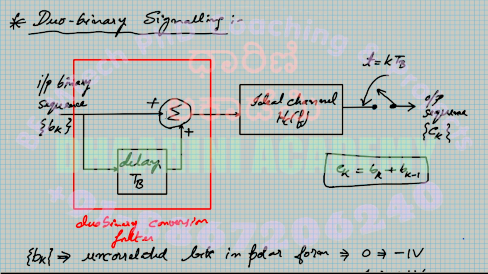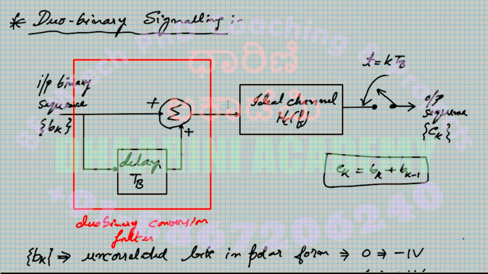That summer has two inputs. One input is a direct input, which is the current symbol, the current bit, and there is a delay of Tb. So you take an input and provide a delay of Tb to that bit, and after the delay, you give it at the output. Whatever directly comes into the summer and the one that comes after a delay of Tb will get added. So the current symbol and the past symbol get added over here in the summer block. This whole concept, a summer and a delay element all together, is called a duobinary conversion filter.